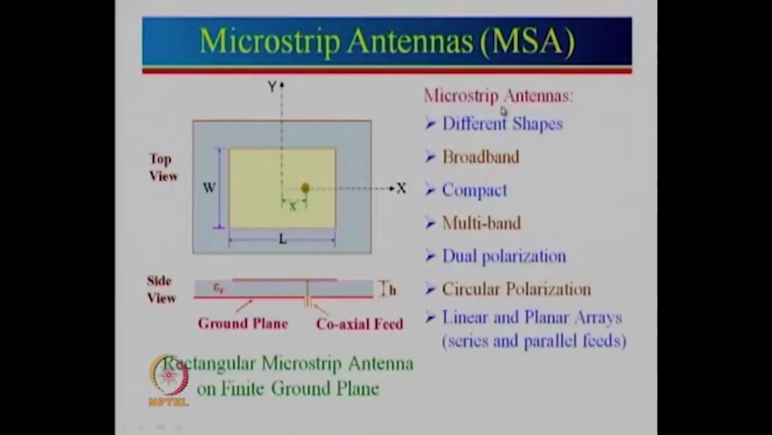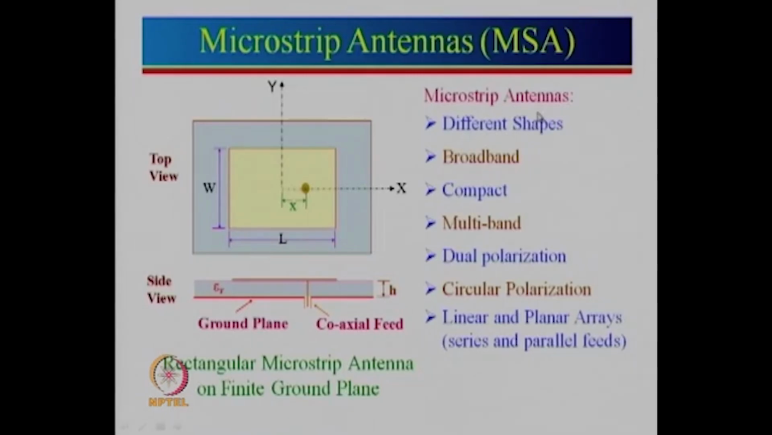In fact, there are flexible PCBs available which can be wrapped around a missile. It can be put underneath the aeroplane, it can be put inside a pager or a mobile phone. So microstrip antennas are gaining a lot of advantages, and in this particular course we will talk about so many different types of microstrip antenna.